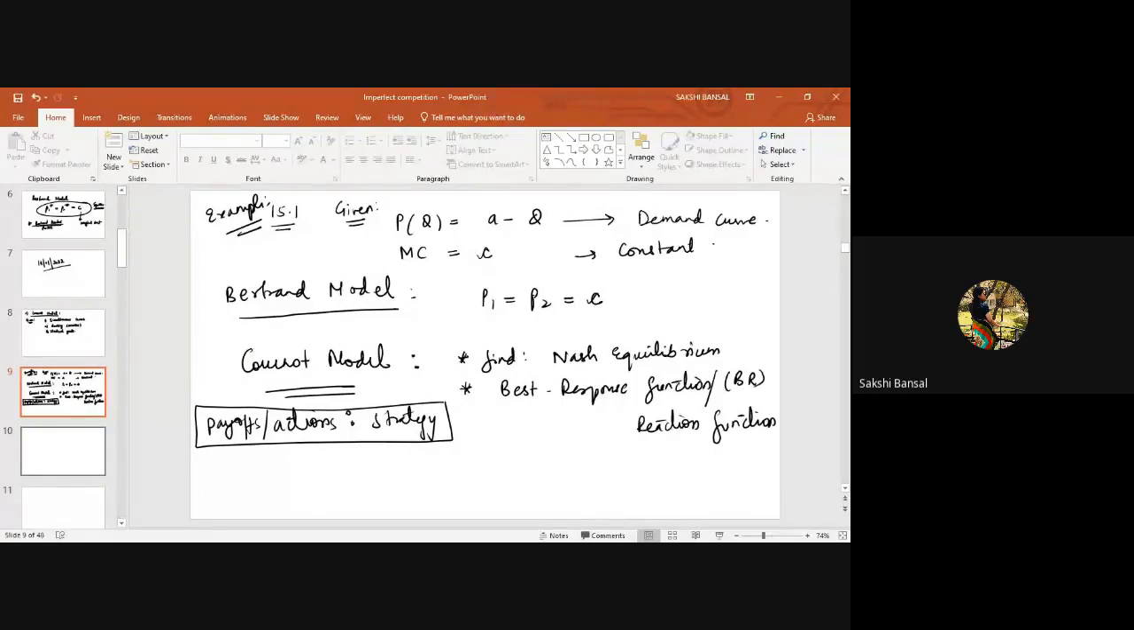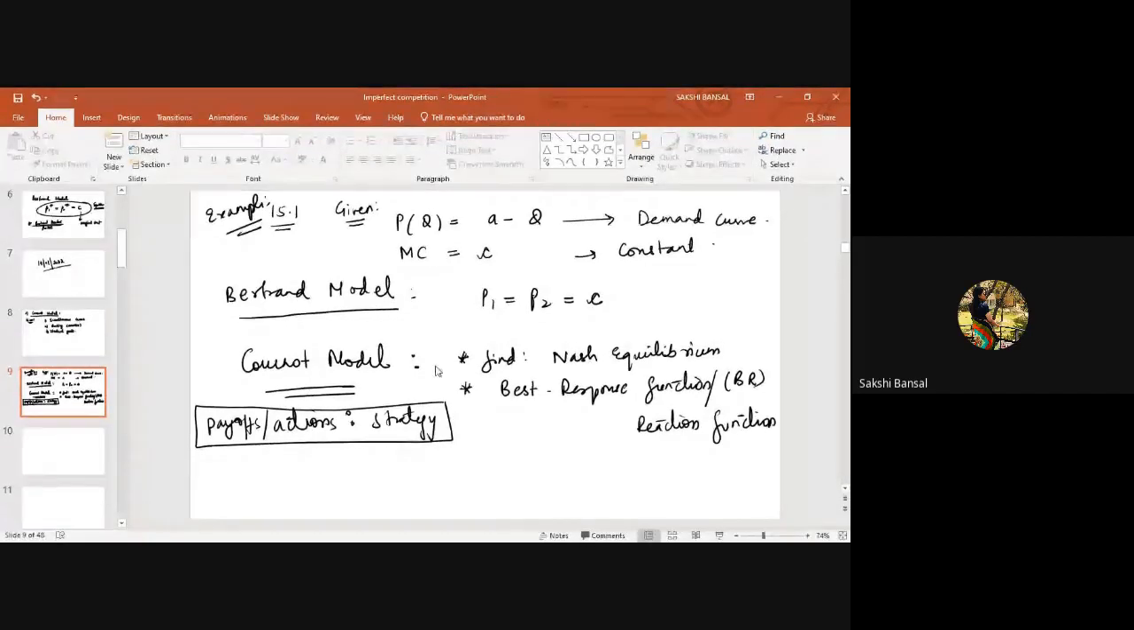If we are playing a simultaneous game, I have no clue, so I need to expect. I don't know the final outcome. I will expect that the other player will do this, and after that I will do such things. I need to assume certain things as it will happen in the economy. Accordingly, I will play my own strategy. That is what the best response function is.